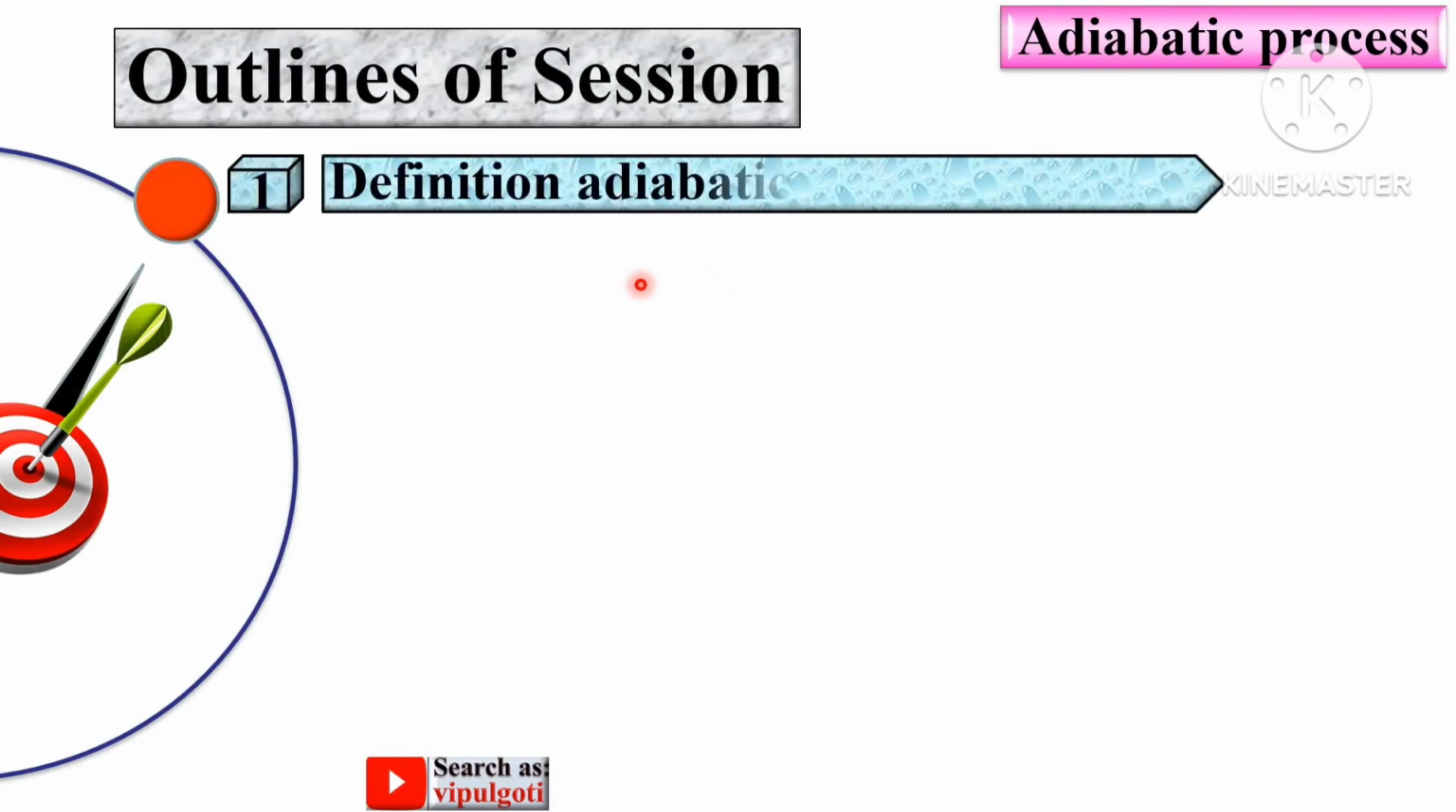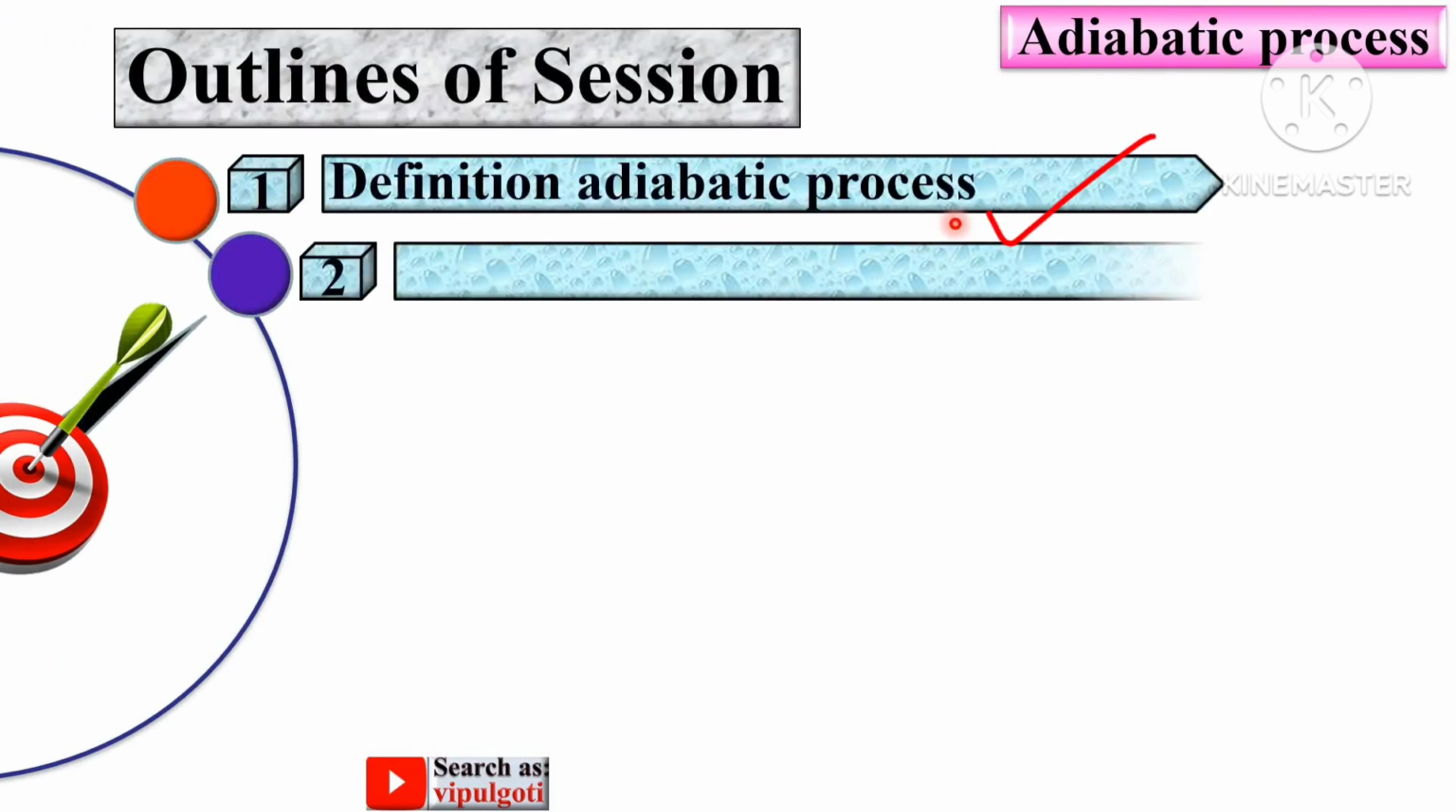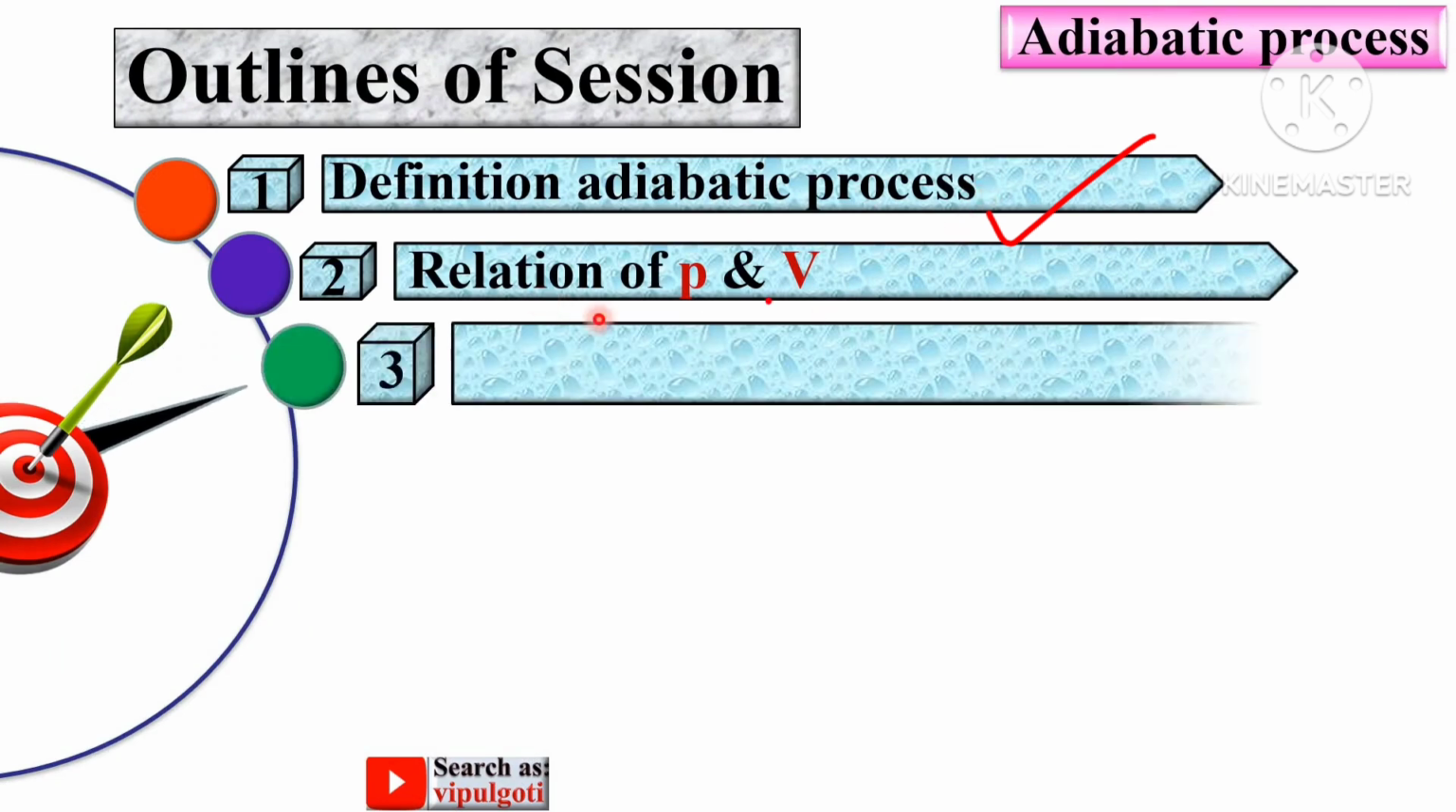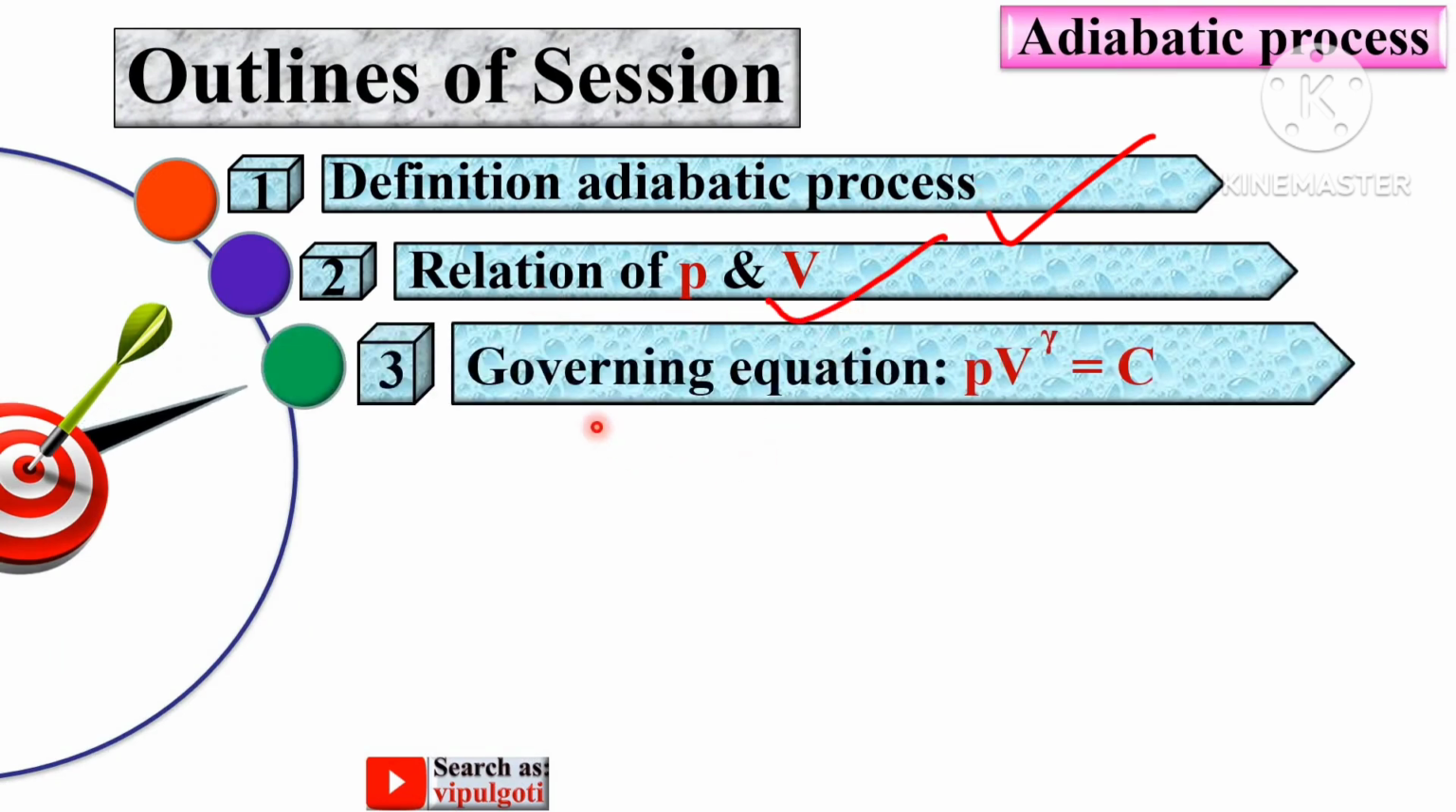First we will discuss the definition of the adiabatic process with examples, and then the relation between pressure and volume, and at last we will derive the governing equation for the adiabatic process, PV^gamma = constant.